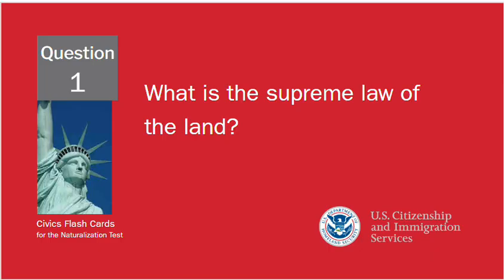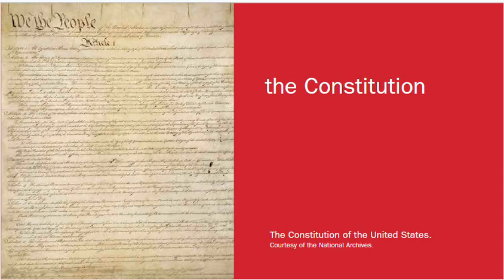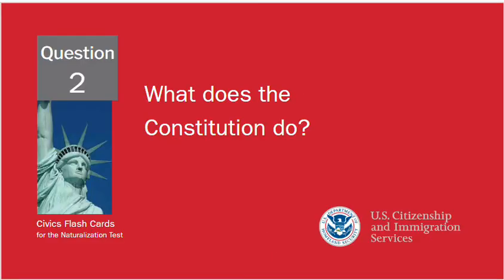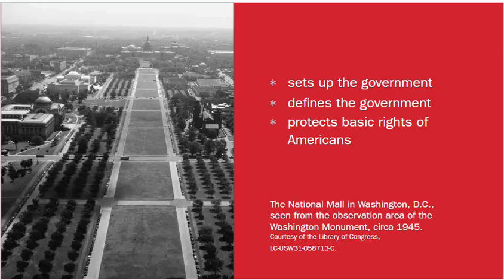Question 1. What is the supreme law of the land? That answer is the Constitution. Pretty straightforward, not a lot to add to that one. Question 2, what does the Constitution do? See, there's 3 choices. It sets up the government, defines the government, and protects the basic rights of Americans. So it's kind of the blueprint, it's the guideline that's supposed to be followed when decisions are made with the government.